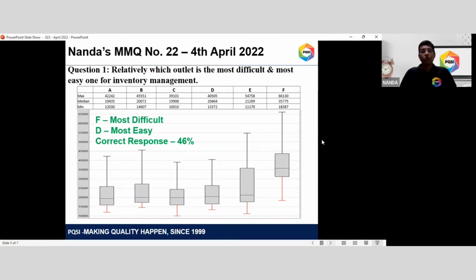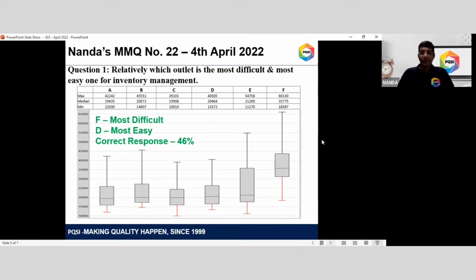So the answers for the first question. We had given you box plots of the daily sales of 6 different outlets of a restaurant in Chennai, right? And the question we asked is which outlet is relatively the most difficult and most easy one for inventory management. So obviously, a very simple, straightforward question: looking at the max, min, the range. The higher the range, the more difficult it is. So F is obviously the most difficult outlet to manage in terms of inventory, and the outlet D is the most easy one to handle.